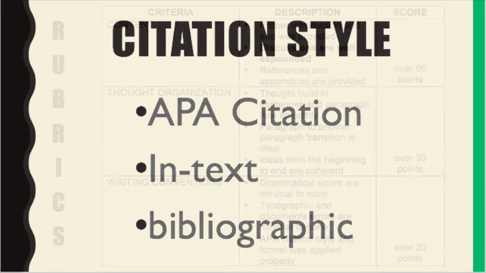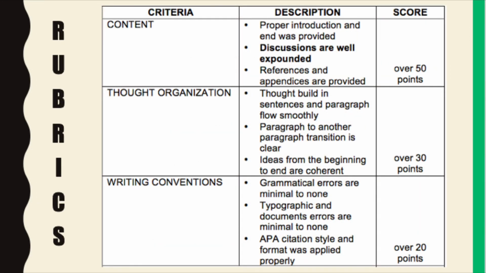This will be the rubric that we will follow in grading your midterm summative assessment. I would suggest that you review the rubric after you're done writing your paper, and then try to check for yourself if you were able to accomplish the description given for each of the criteria for the rubric. So in our rubric, we have 3 criteria: content, thought organization, and writing convention.